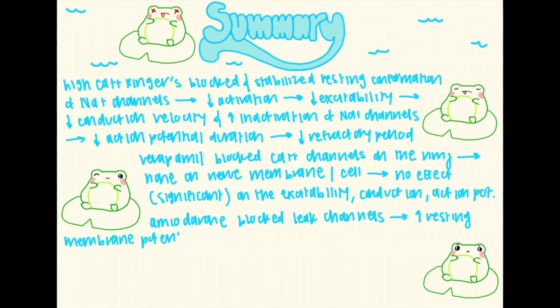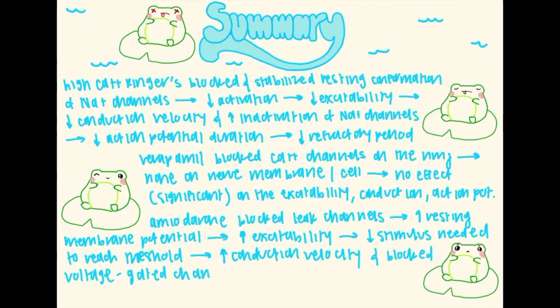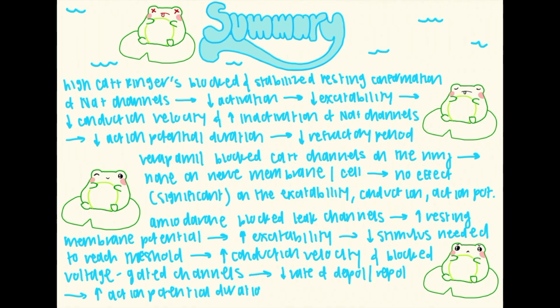Amiodarone blocked the leak channels, which increased the resting membrane potential, which in turn increased excitability, which decreased the stimulus needed to reach threshold and increased the conduction velocity. It also blocked the voltage-gated channels, which decreased the rate of depolarization and repolarization, which increased the action potential duration, which in turn increased the refractory period.